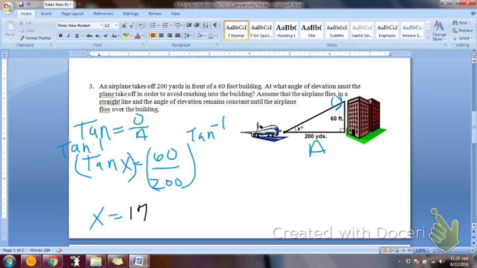Okay. Any questions about number 3? You all have a sentence, right? The plane should take off at an angle of 16.7 degrees. I want to see your sentences. The plane should take off at an angle of 16.7 degrees. Excellent. All right. Nice job. Okay, next page. Flip it over.